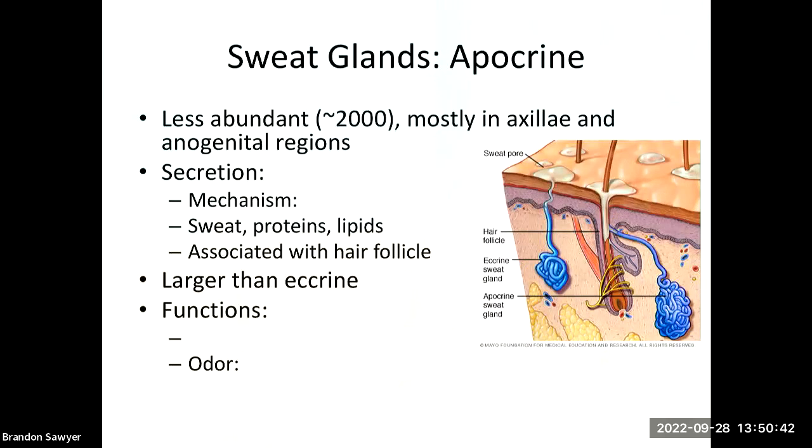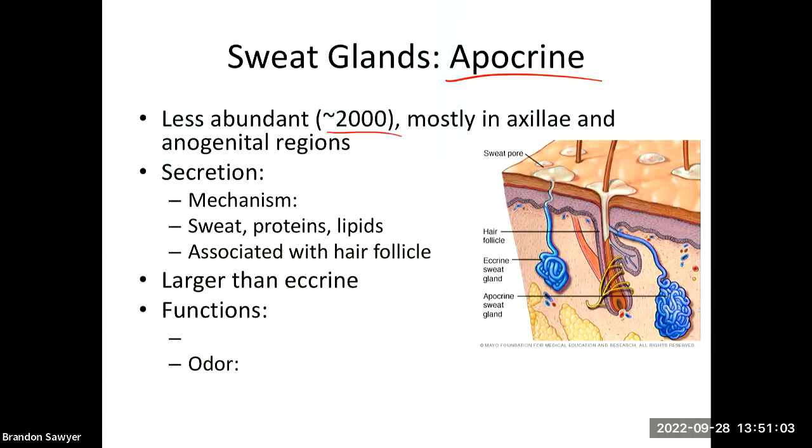Okay, and our last type of gland here is the apocrine sweat glands. This is the type of sweat gland that other animals do have. Horses have these, all those types of animals have these. They're much less abundant. We only have around 2,000 of them. These are mostly found in areas like our armpits and anogenital regions.